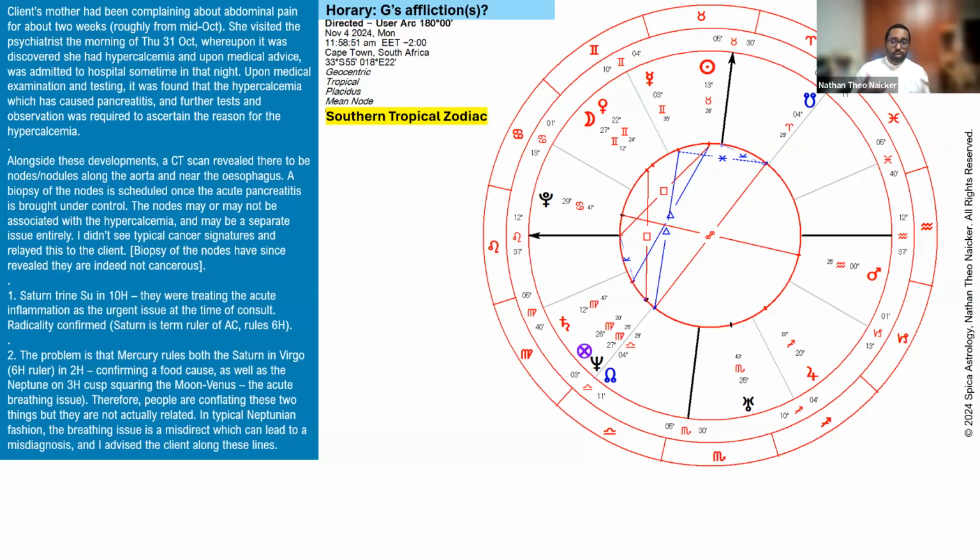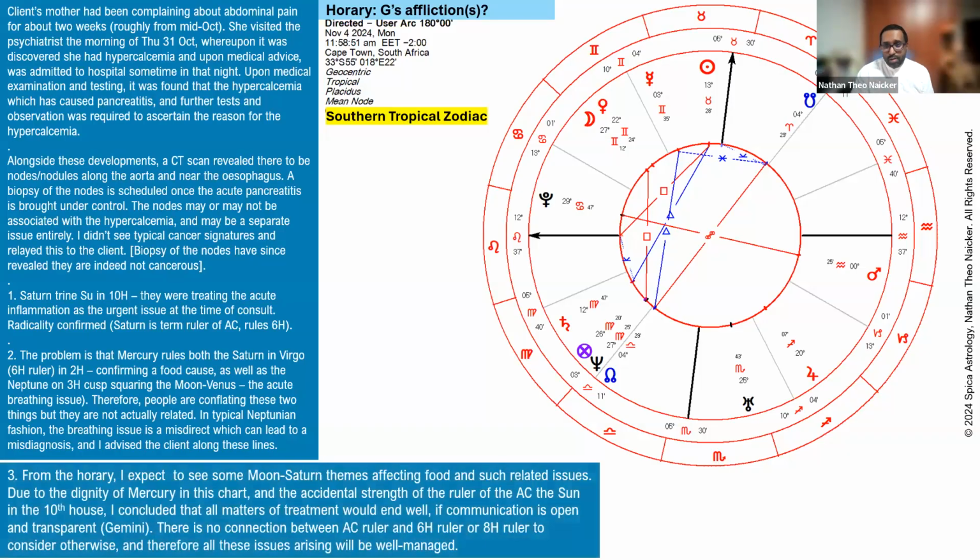They had a lot of questions and she had a lot of anxiety about the breathing, and is it a big toxicity thing? Is it systemic and all these things? From the horary, I expected, therefore, to see some Moon Saturn themes because Saturn is in the 2nd house, which is about food, eating, because the food-related themes have come up.